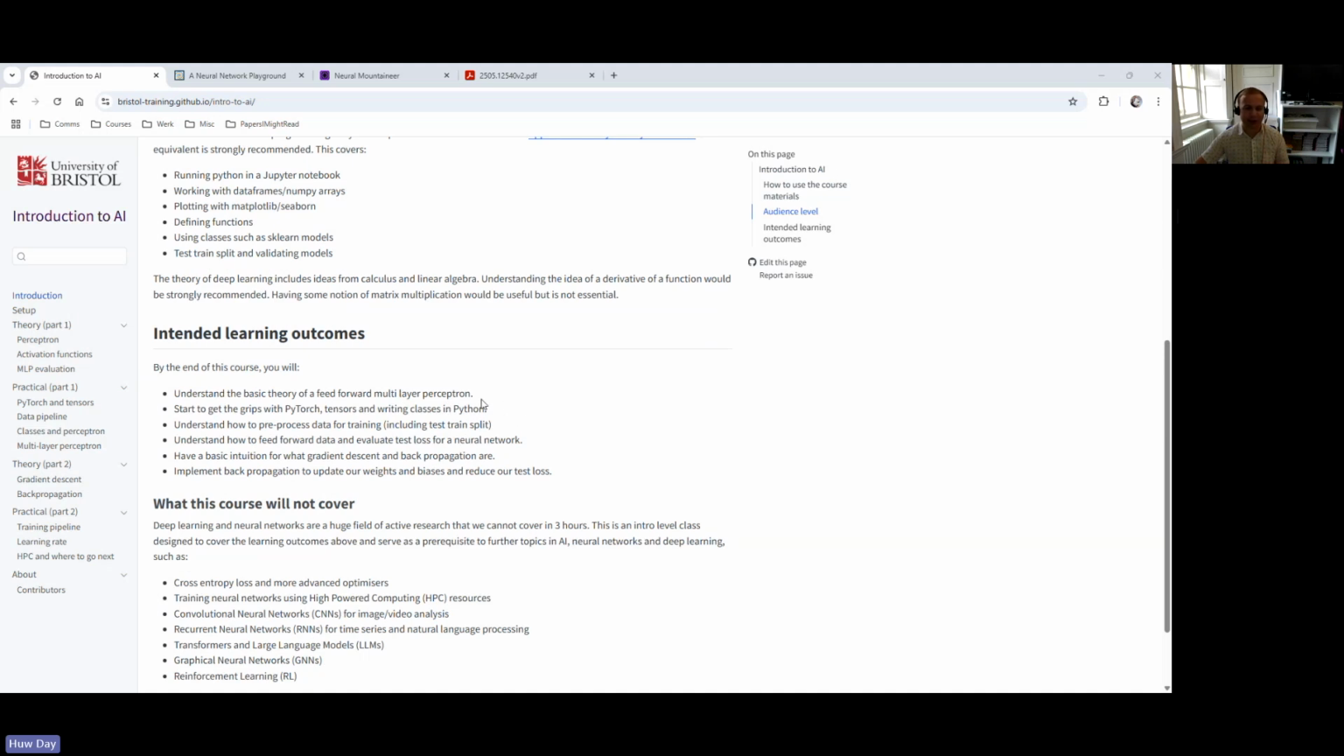Just so that you understand what we're going to be covering today in terms of theory, we're going to understand the basic theory of a feed-forward multi-layer perceptron. We're going to understand how to feed forward data and evaluate loss for a neural network, and then have a basic intuition for what gradient descent and backpropagation are and how they're used to train a neural network.